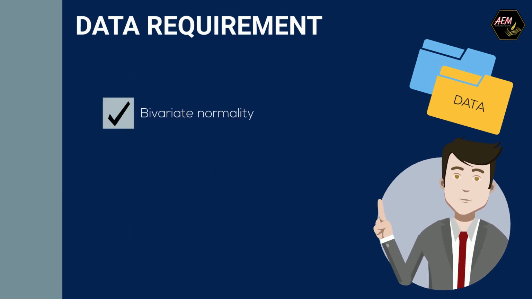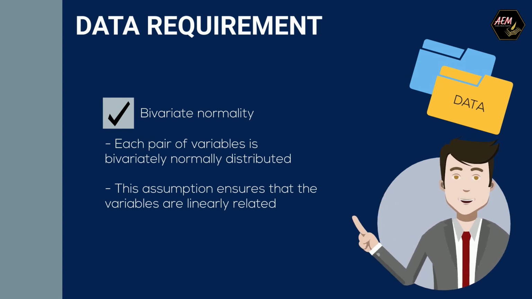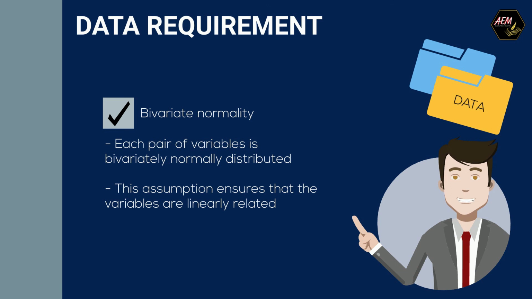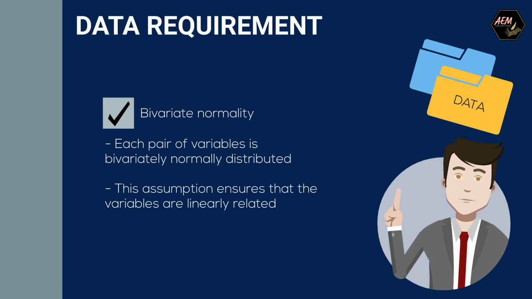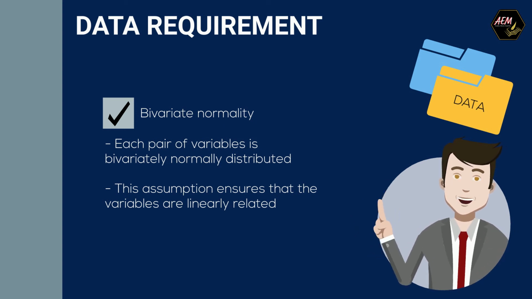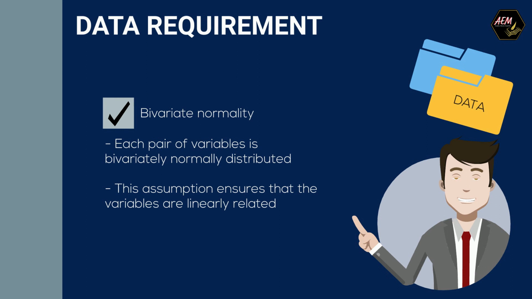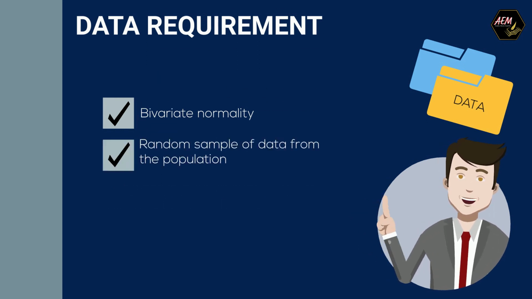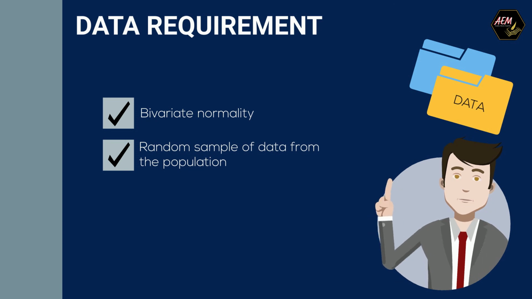5. Bivariate normality. Each pair of variables is bivariately normally distributed at all levels of the other variables. This assumption ensures that the variables are linearly related. Violations of this assumption may indicate that nonlinear relationships among variables exist. Linearity can be assessed visually using a scatterplot of the data. 6. Random sample of data from the population.